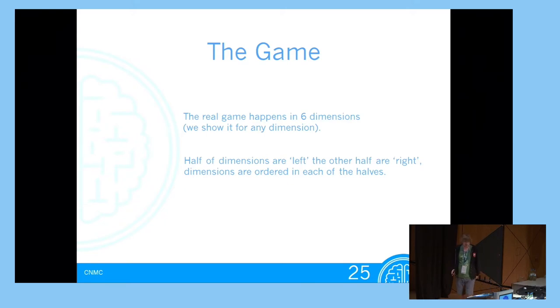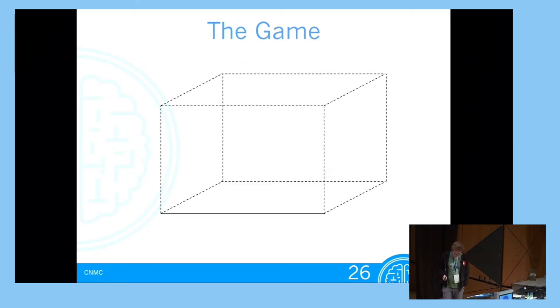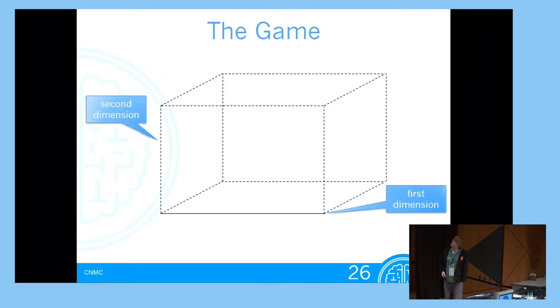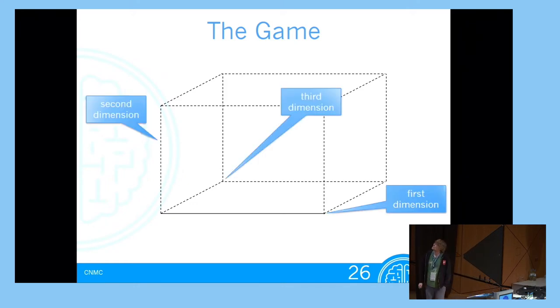It will be played in six-dimensional cuboids. It's kind of hard to draw six-dimensional cuboids, so we'll do with three dimensions. Say we are observing the three left dimensions. They are nicely ordered, first dimension, second dimension, third dimension. And what the player can do, he can make a cut. Obviously, it's not a point cut. He puts a hyperplane in each point of the cut. So this cuts it into three cuboids.